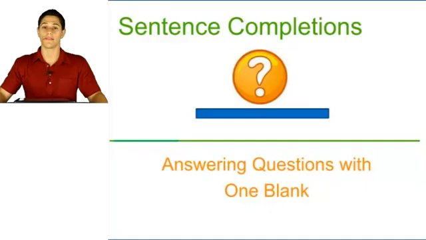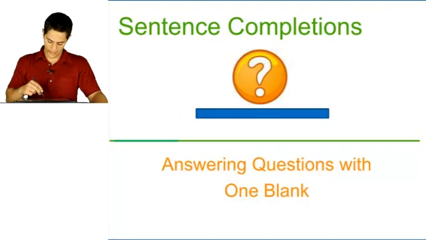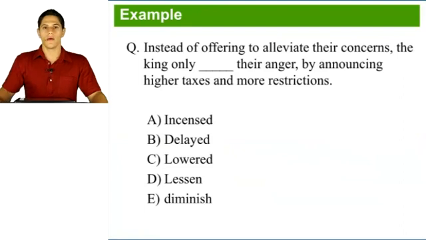Hello and welcome back. Today's lecture is going to cover basic sentence completion questions, one of the two question types on the critical reading section of the SAT. Sentence completion questions look like this. There is a sentence with either one or two blanks in it, followed by 5 different multiple choice answer options. Your job is to pick the word that best fits into the blank.